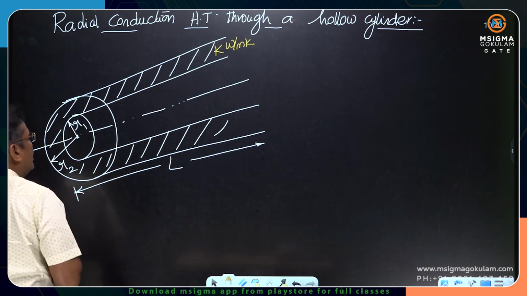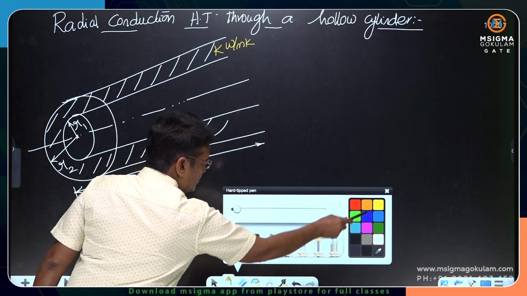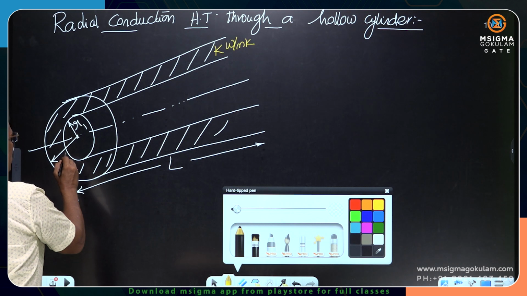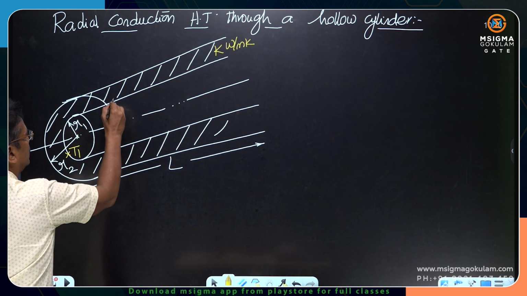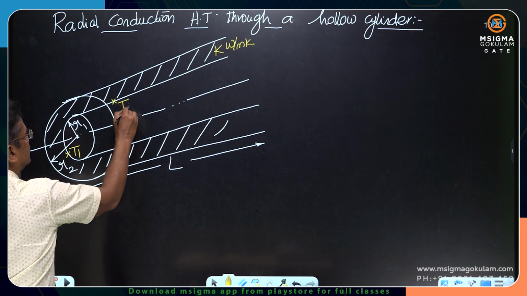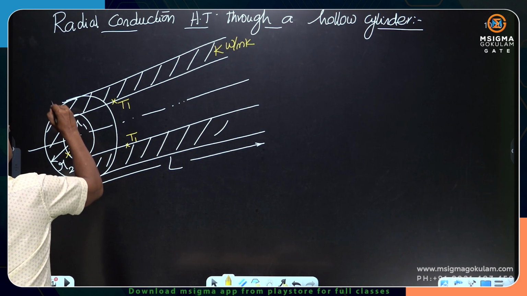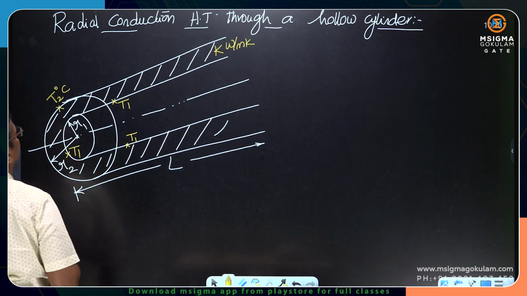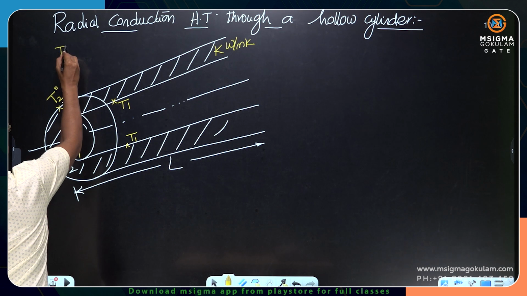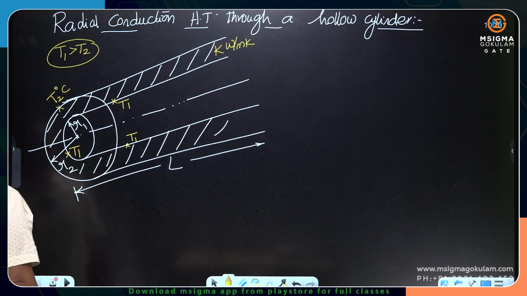Conductivity is K. The inside surface of that hollow cylinder may be maintained at a temperature of T1 degrees Celsius. All this inside surface is maintained at a temperature of T1. The outside surface of the hollow cylinder is maintained at a temperature of T2. T1 is greater than T2. L is the length of the cylinder.